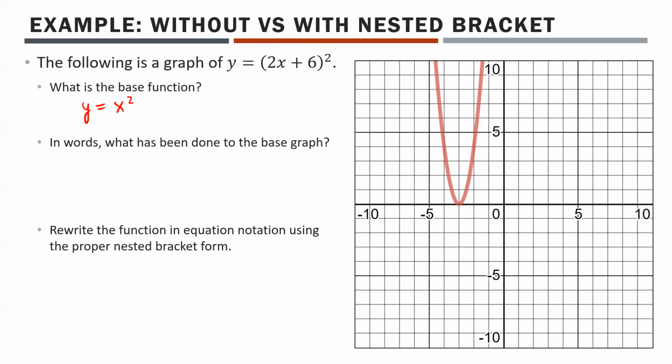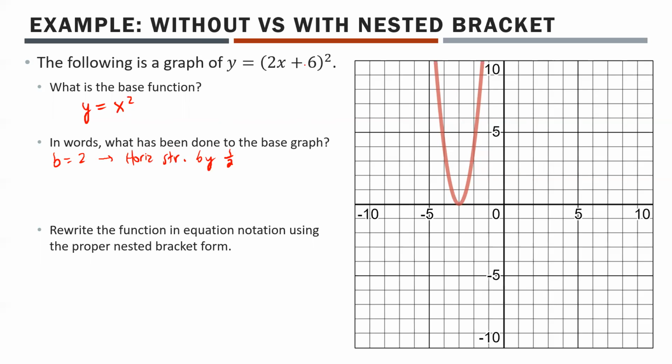Now in words, what has been done to the base graph? There's a couple things. First of all, we have a multiplication inside the function. That would be our b value. Since b is 2, that tells me we have a horizontal stretch by 1 over 2. In other words, we made it half as wide as it used to be. And it does look kind of thin in this case. So we did make it a horizontal stretch by 1/2.